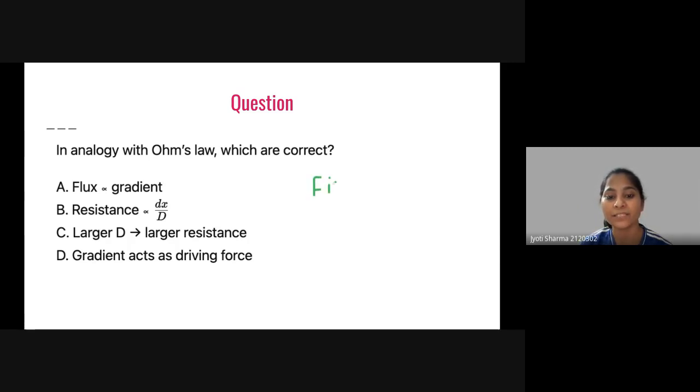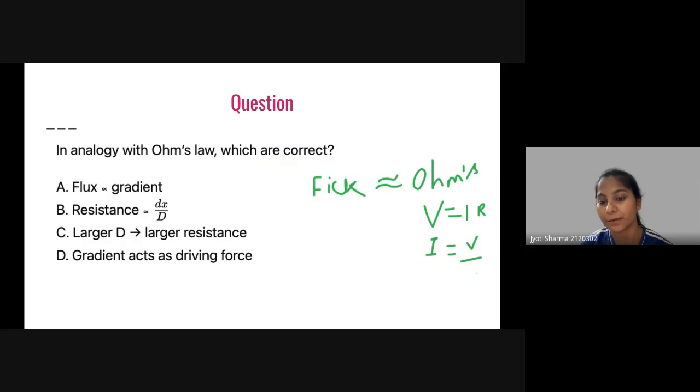Fick's law has some similarity with Ohm's law, right? Can you tell me what the formula for Ohm's law is? Yeah. So Ohm's law is V is equal to IR, and I is equal to V by R. This is your potential difference, and this is your resistance.